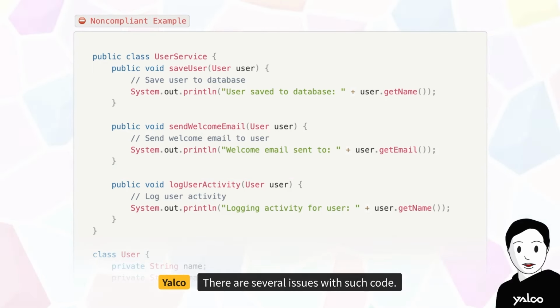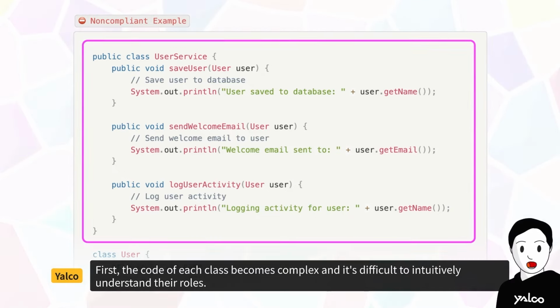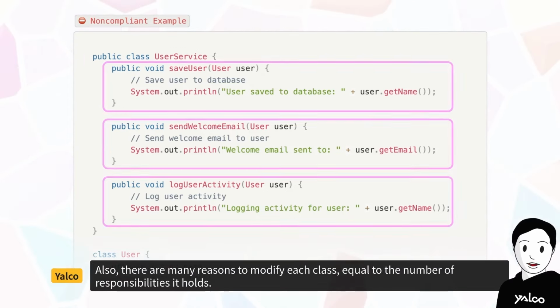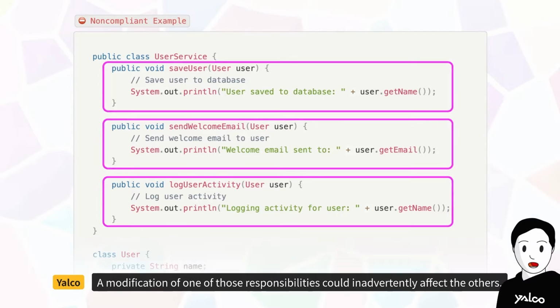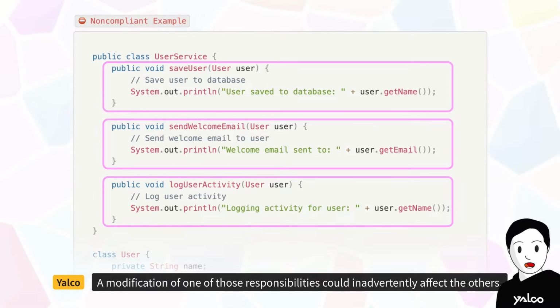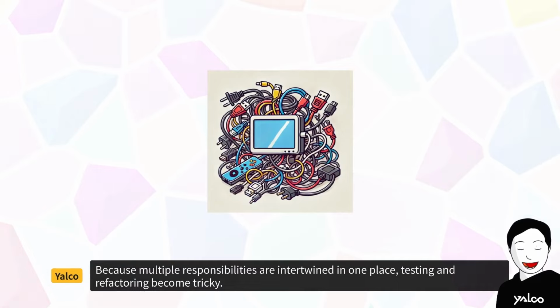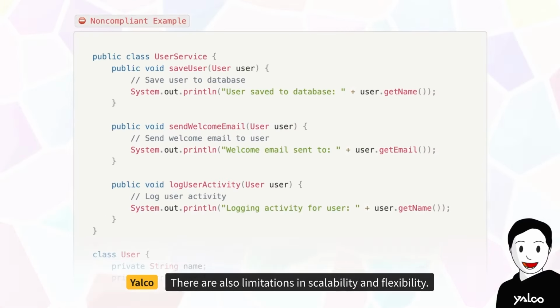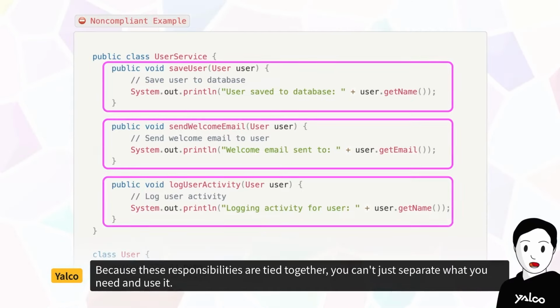There are several issues with such code. First, the code of each class becomes complex, and it's difficult to intuitively understand their roles. Also, there are many reasons to modify each class, equal to the number of responsibilities it holds. A modification of one of those responsibilities could inadvertently affect the others. Because multiple responsibilities are intertwined in one place, testing and refactoring become tricky. There are also limitations in scalability and flexibility. Because these responsibilities are tied together, you can't just separate what you need and use it.